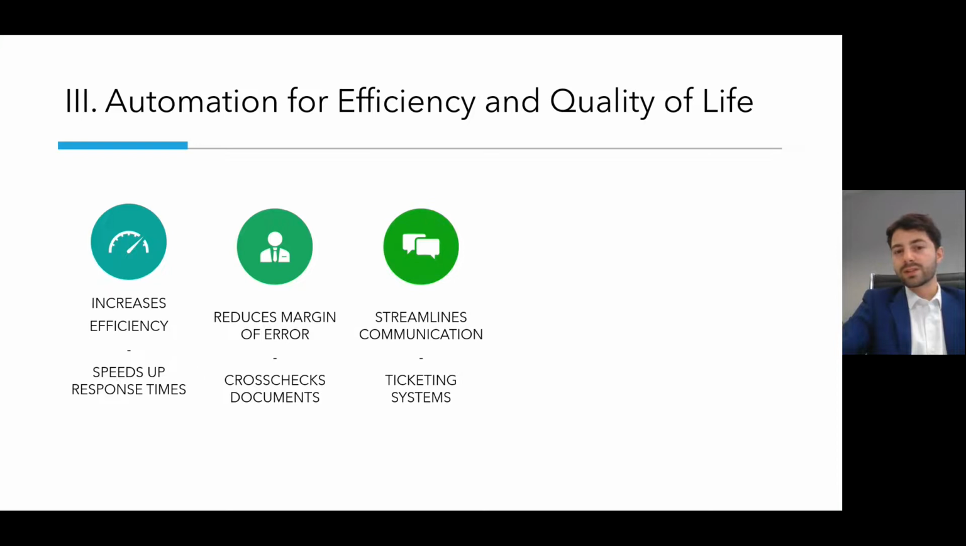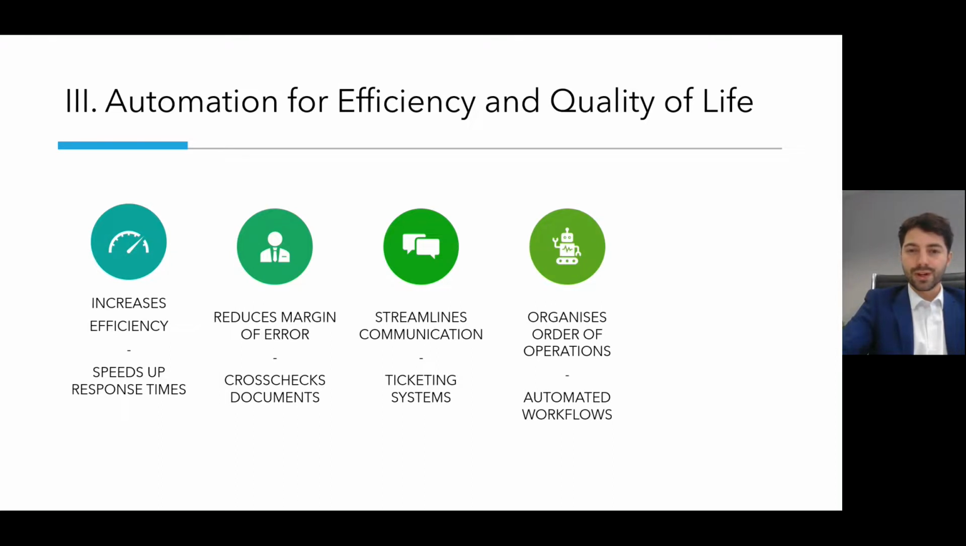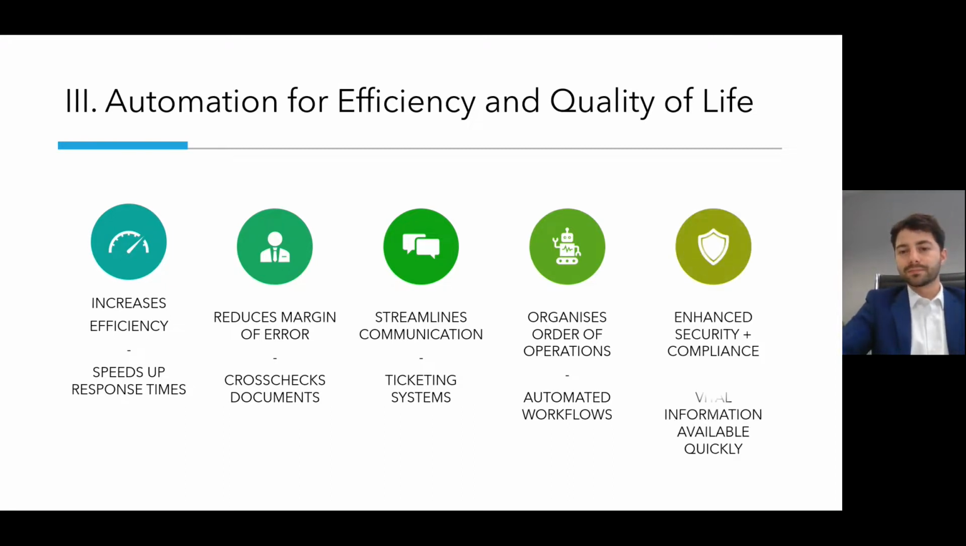Okay, and then it streamlines the communication. So using ticketing systems, you can make sure that everyone's on the same page across departments. And also it organizes the order of operations using automated workflows. So that basically means that you have a set process for everything, and that in every case, people adhere to that process to make sure that, again, errors don't occur where they don't need to, and also that people are working at maximum efficiency.